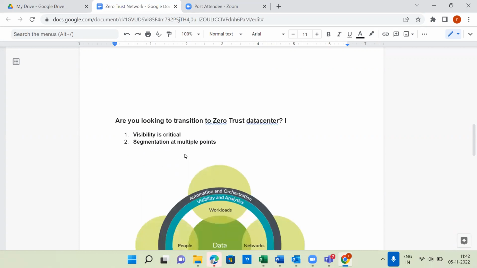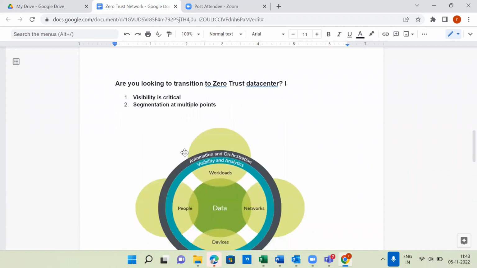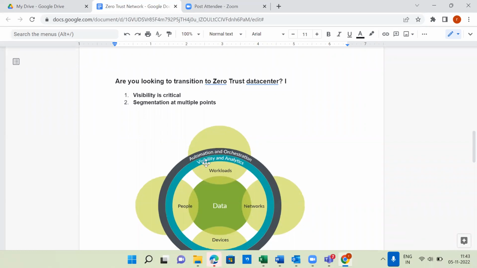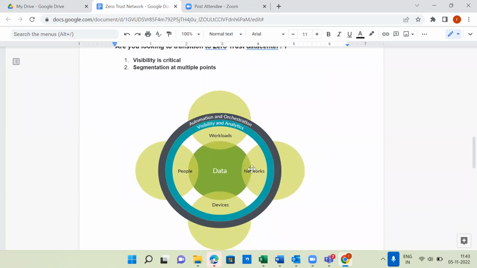The second one is segmentation at multiple points, which is called network segmentation. We can do segmentation in multiple ways: user LAN segmentation, device segmentation, server LAN segmentation, workload segmentation, cloud segmentation, and so on. You can see in the diagram I'm sharing here, visibility as well as analytics.